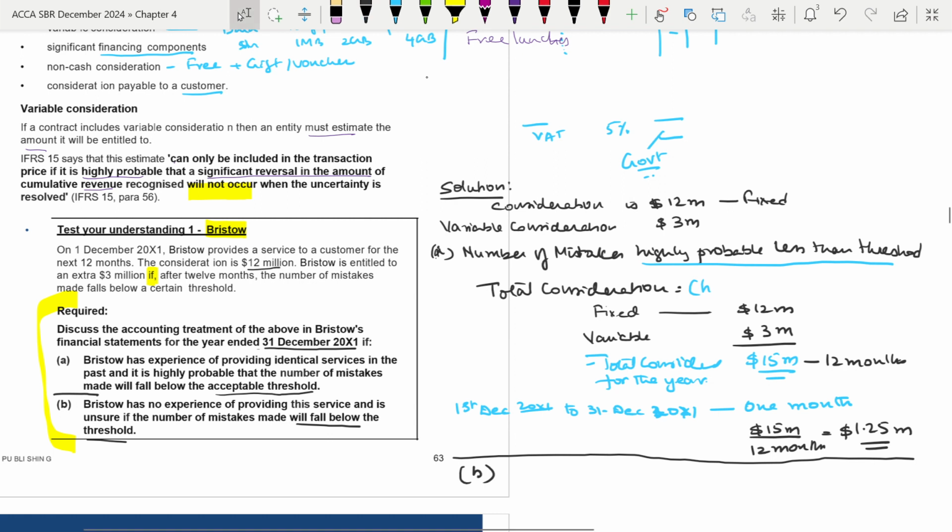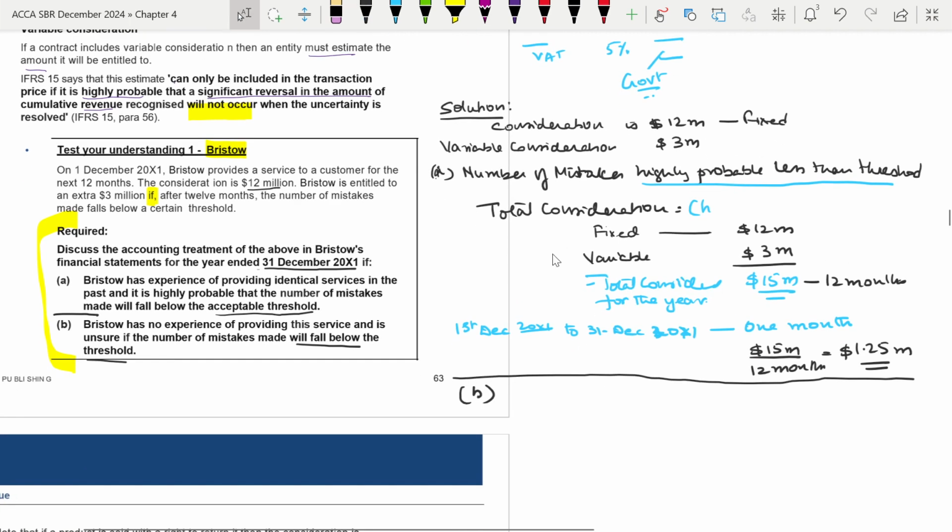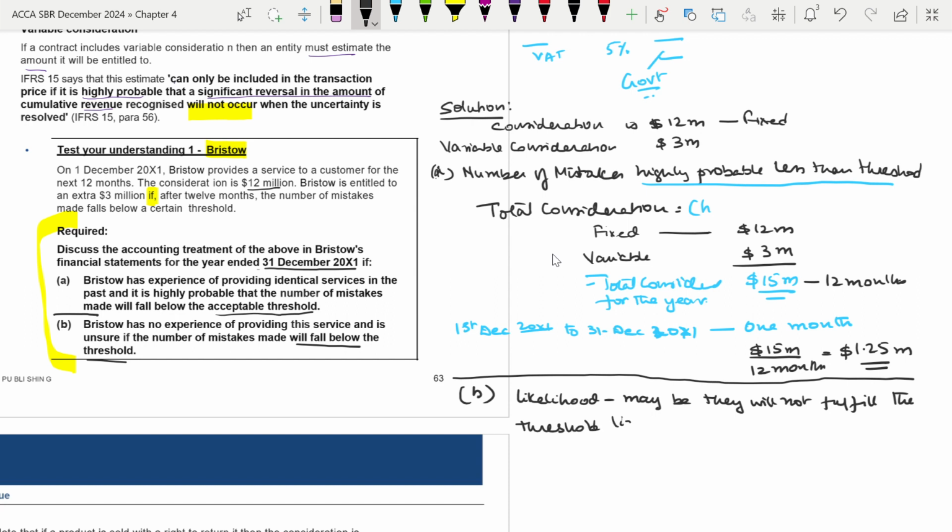Very simple, very straightforward. Don't be wary. They are depending on the likelihood, and the likelihood says maybe they will not fulfill the conditions, the threshold limit. Now, if they are not fulfilling the threshold limit, can they get 3 million extra? Can they get 3 million extra?